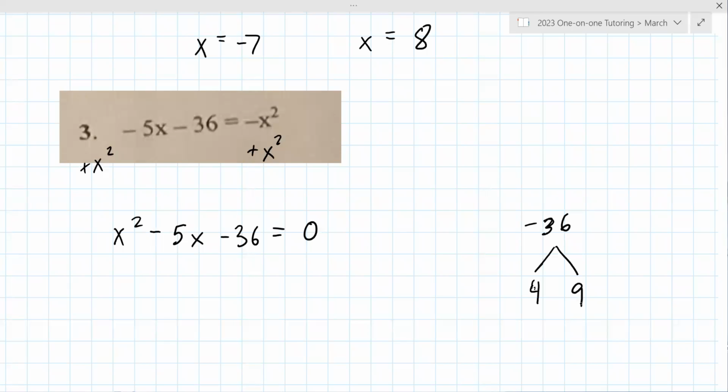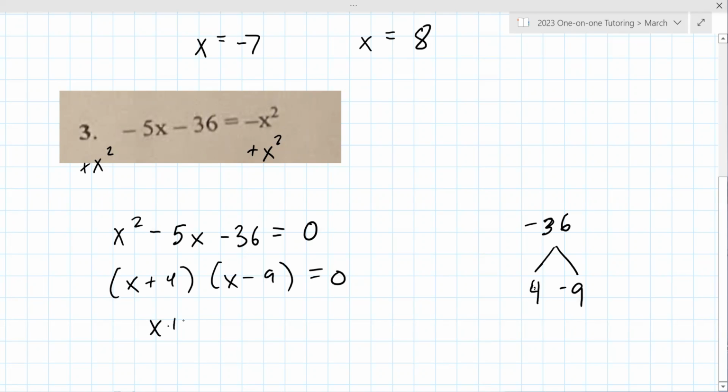4 and -9. Yes, very good. So x plus 4, x minus 9 equals 0. You set them both equal to 0. Give me those x values whenever you got them, please. All right. X equals -4 and x equals 9. Good.